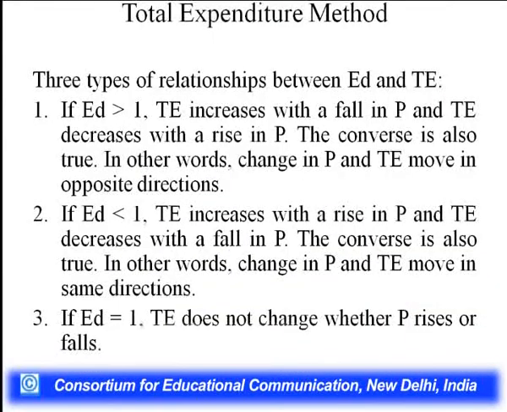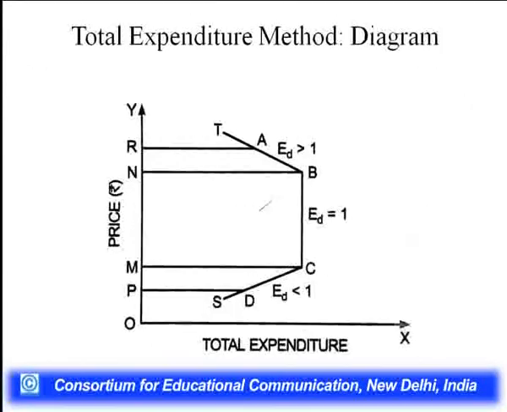In other words, change in P and total expenditure move in the opposite direction. If elasticity of demand is less than 1, total expenditure increases with a rise in P and T decreases with a fall in P. The converse is also true. In other words, change in P and T move in the same direction. If ED is equal to 1, total expenditure does not change whether the price of the commodity rises or falls. This is the diagram showing the relationship between change in price of the commodity and total expenditure.